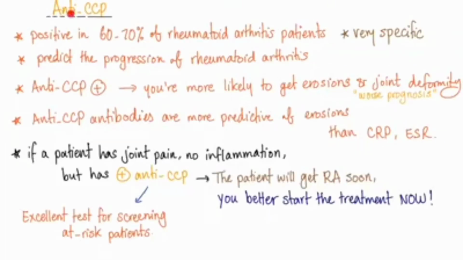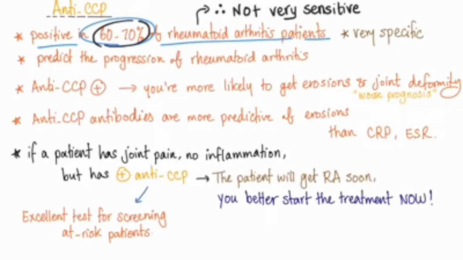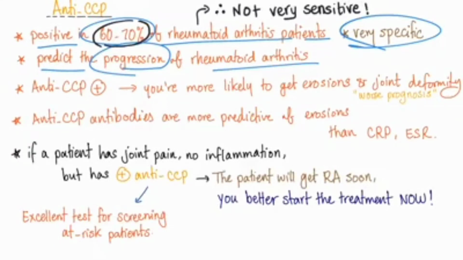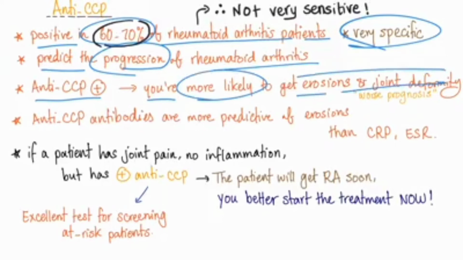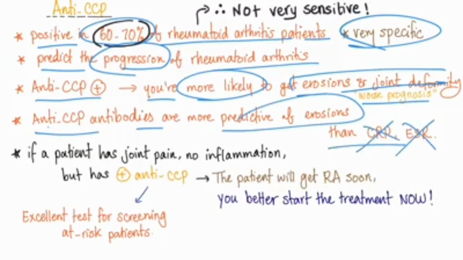So let's talk about this anti-cyclic citrullinated peptide. Positive in 60 to 70% of rheumatoid arthritis patients. It's not that sensitive by definition, but it's very specific. It can predict the progression of rheumatoid arthritis. So, if you have positive anti-CCP, you are more likely to get erosions and joint deformity. It carries worse prognosis. Anti-CCP antibodies are more predictive of erosion than CRP or ESR. Remember, ESR is a garbage test. CRP is a less trashy test, but trash nonetheless.